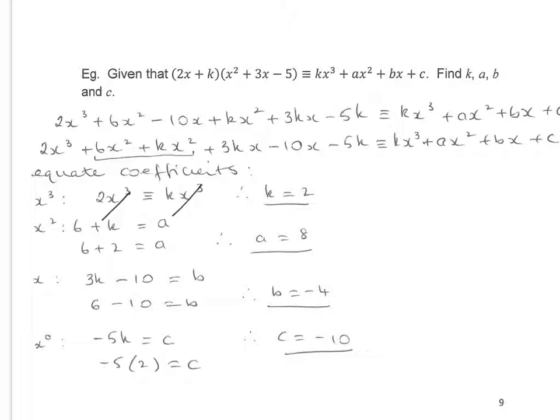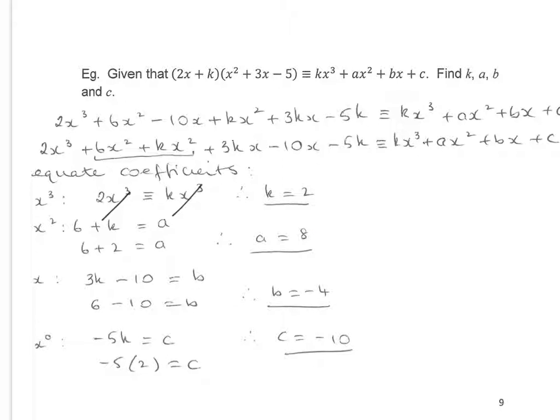Doing exactly the same thing then with the x squared terms. So we've got a 6x squared plus a kx squared on the left. We've got an ax squared on the right. So taking the coefficients out of those, we've got a 6 plus k has to equal this a. But we already know the value of k from above is 2. So 6 plus 2 then is a, giving us a value of a to be 8.